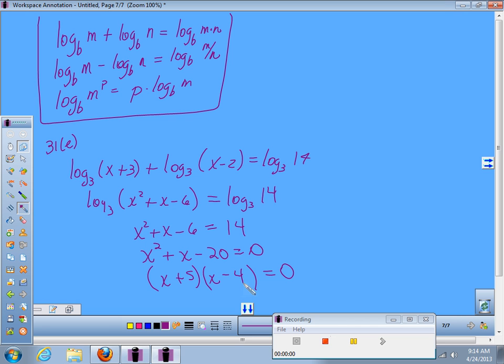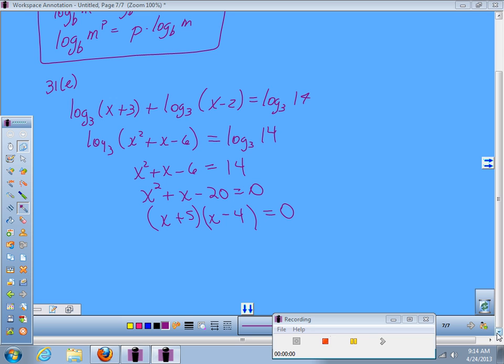So I can factor it. What do I get as solutions then? I will get x equals 5 or 4. You're not done. What do you have to check for on log problems? What makes them not work? You cannot have the log of what kind of number? Zero. 0 or negative. You can only have the log of a positive number.